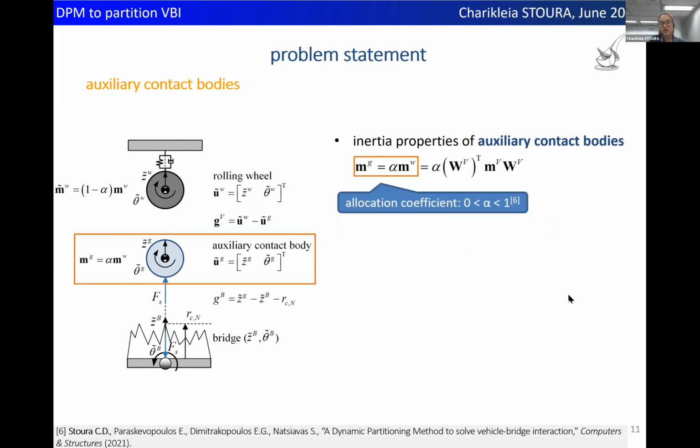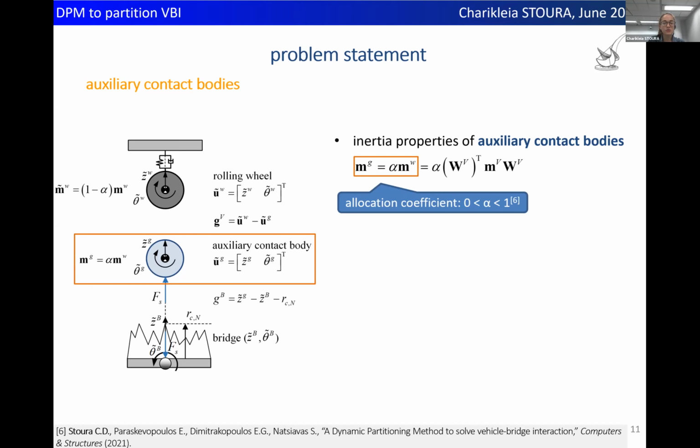So now focusing a bit on the auxiliary contact bodies, those are fictitious bodies, which are essentially duplicates of the vehicle's wheels. That means that they have their own degrees of freedom, which are the same as that of the wheels, and their inertial properties are proportional to those of the wheels. The inertia properties specifically result via an allocation coefficient alpha. This coefficient allocates the physical mass of the wheels between the mass of the auxiliary contact bodies and the mass of the wheels that is considered in the analysis.